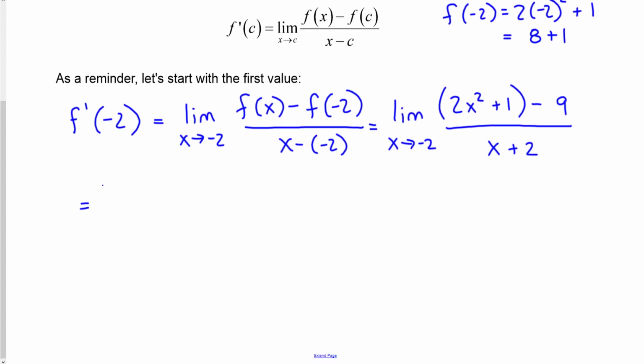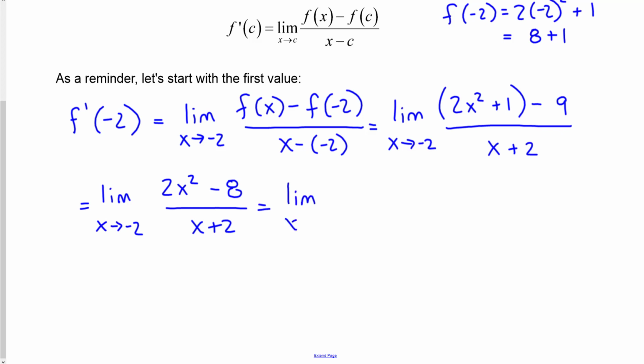So next, we start expanding the numerator, combining like terms, that sort of thing, which would give me 2x squared, positive 1, -9 would combine to -8. And the reason I'm going through this process is, at this point, if I plugged in -2, you can try it yourself and see, you would get 0 divided by 0. So we need to continue with some algebra to try and evaluate this limit analytically.